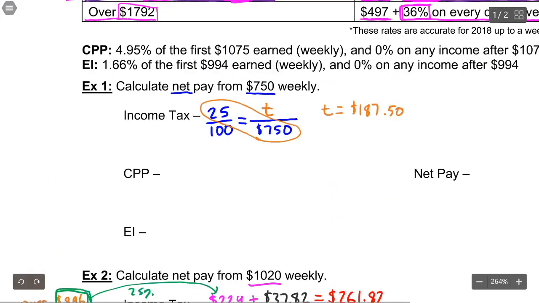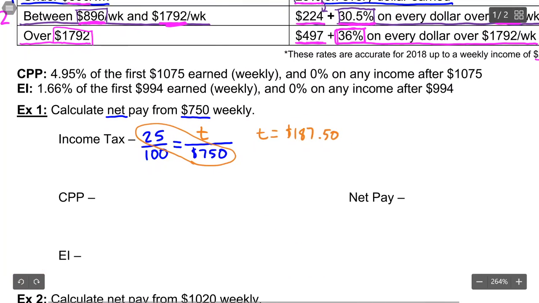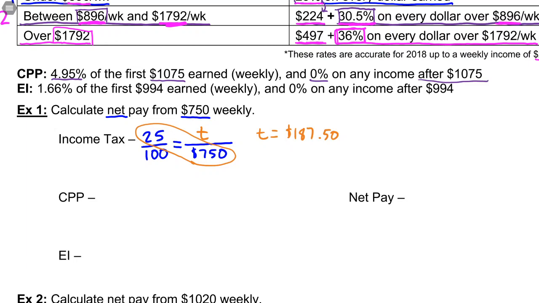Okay, let's go back and talk about CPP and EI. So CPP, you pay 4.95% on the first $1,075 earned weekly, and 0% on anything over $1,075. So in this first example here, $750 is less than $1,075. So you're going to pay 4.95% on the whole $750.